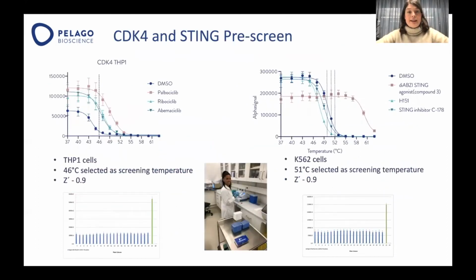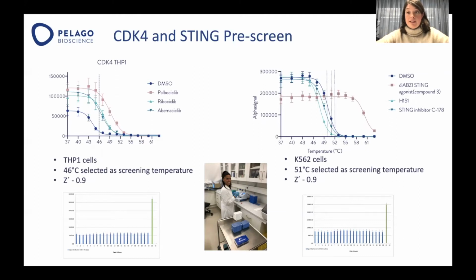Here you see the data that came out of the pre-screen. For CDK4, we selected THP1 cells for the screen, and 46 degrees was selected as the screening temperature. We used a number of known CDK4 inhibitors as reference compounds. The 46 degrees temperature was selected because we could see a good shift of the melt curve with this reference compound. The assay was really robust, and we had a Z prime factor of 0.9 for this assay.